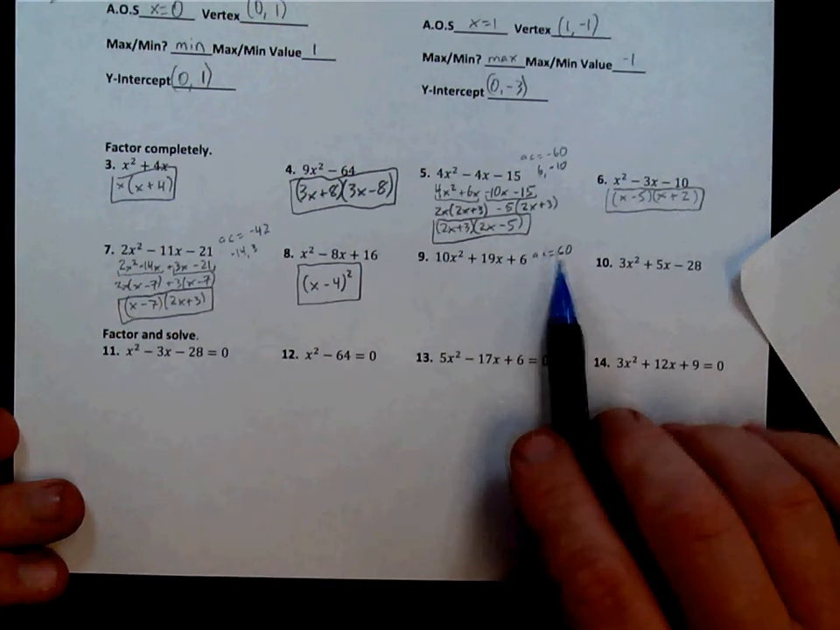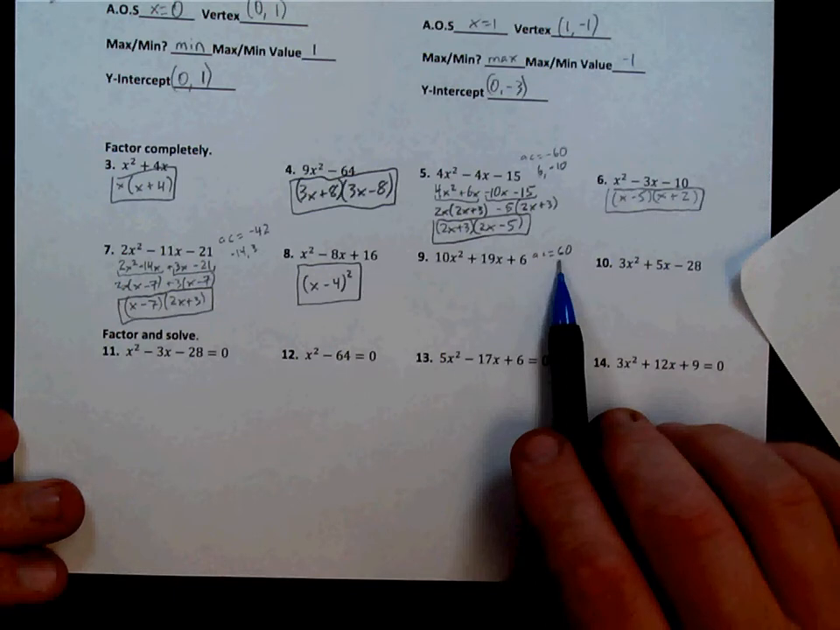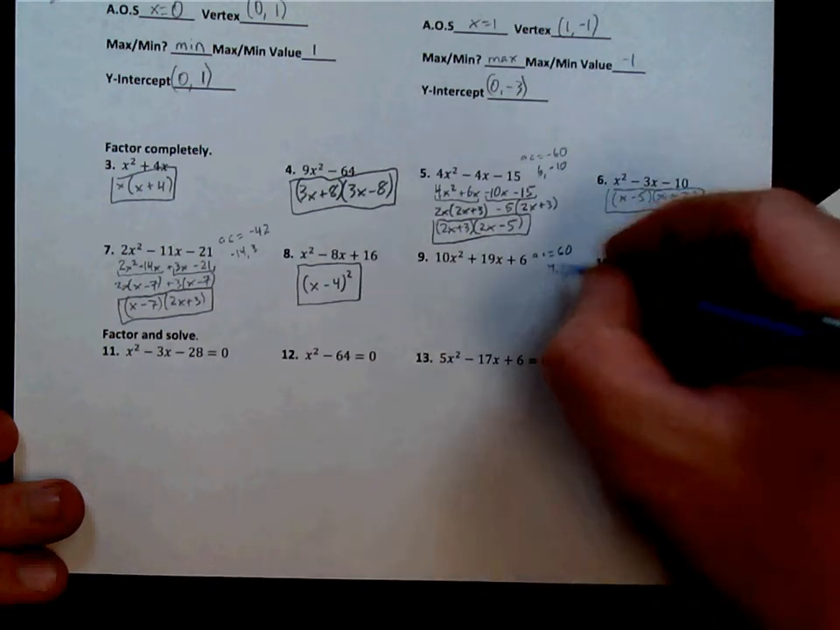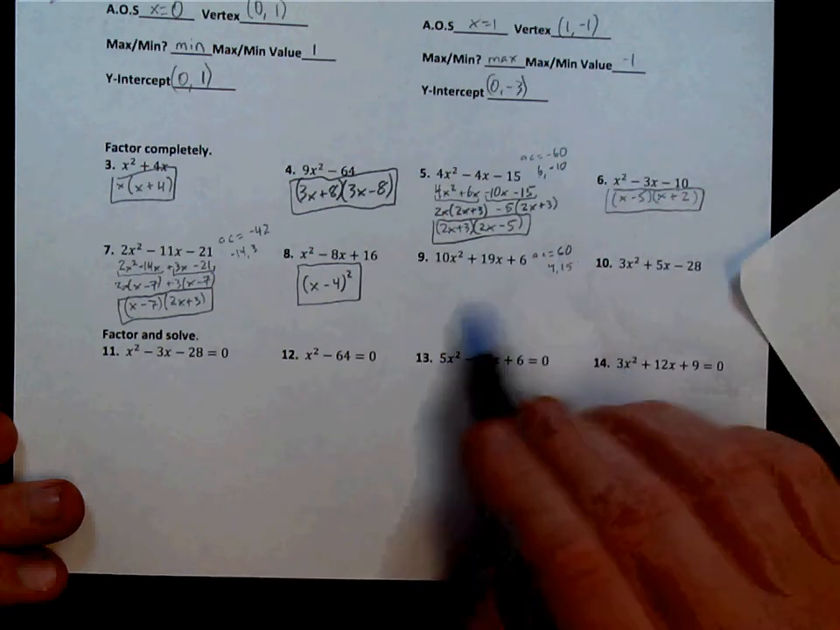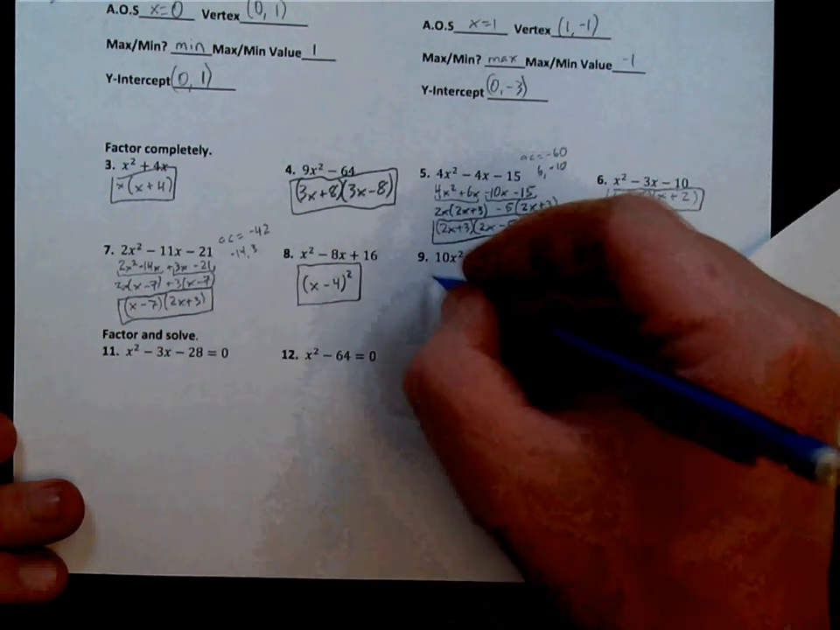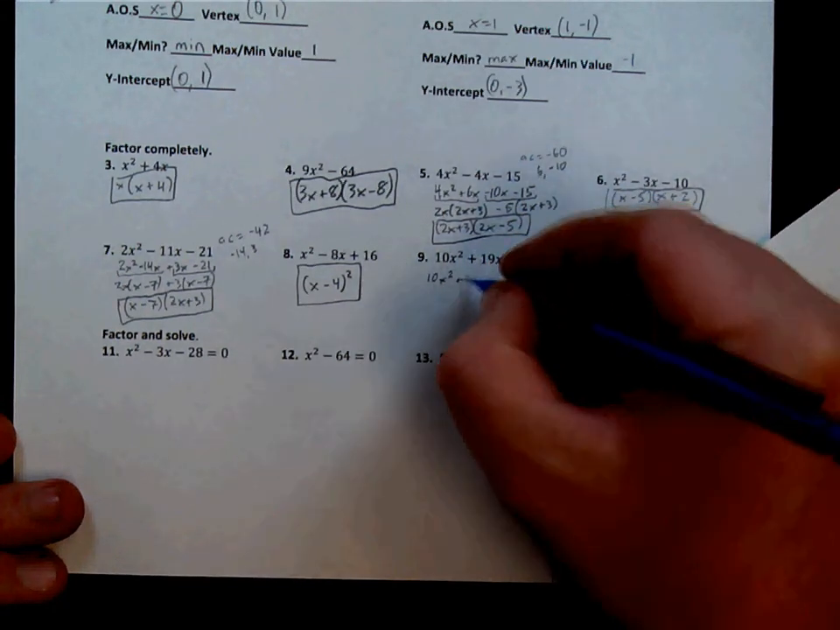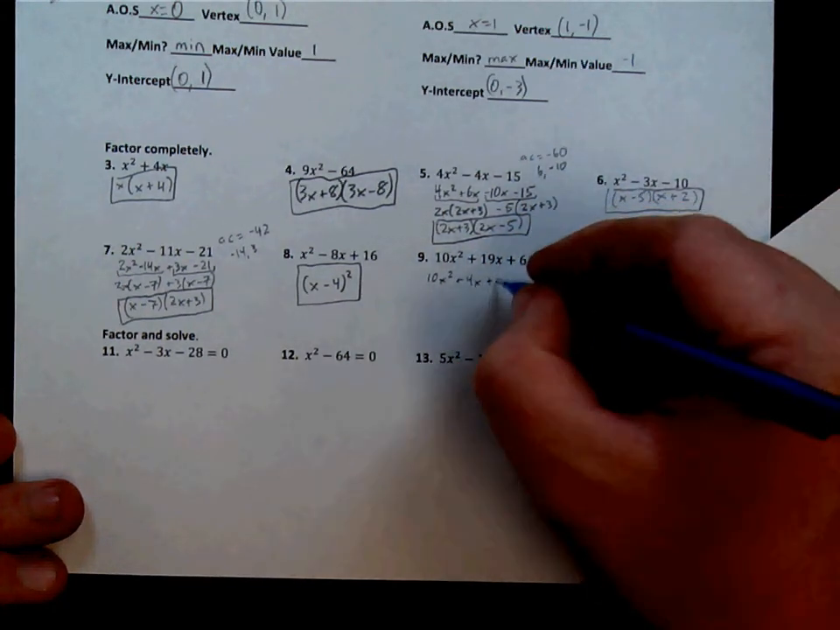1 and 60 are not going to work. 2 and 30 are not going to work. 3 and 20 are not going to work. 4 and 15, there it is. You want to multiply to a positive and add to a positive, so they're both positive. So I'm going to have a 4x. I'm going to have a 15x.